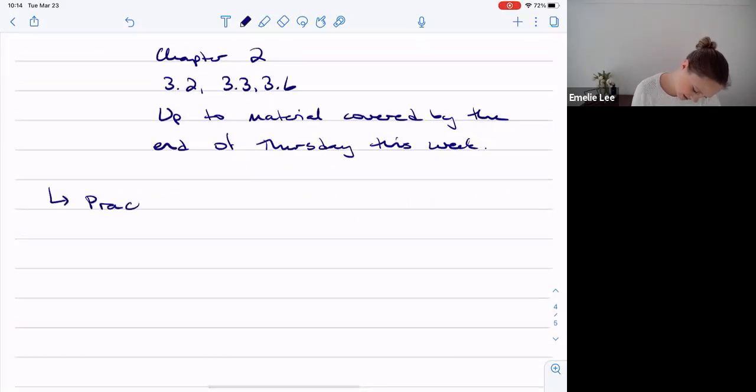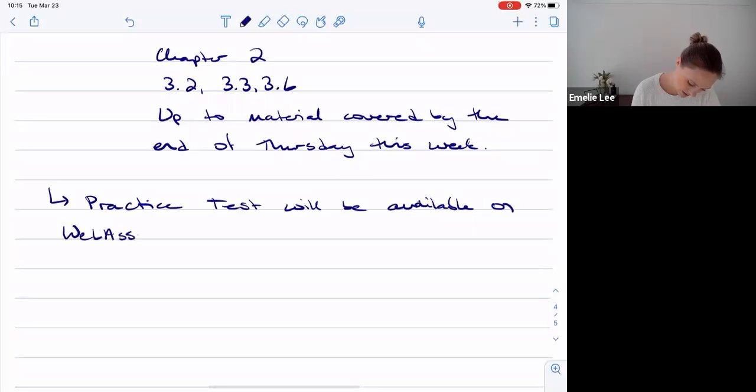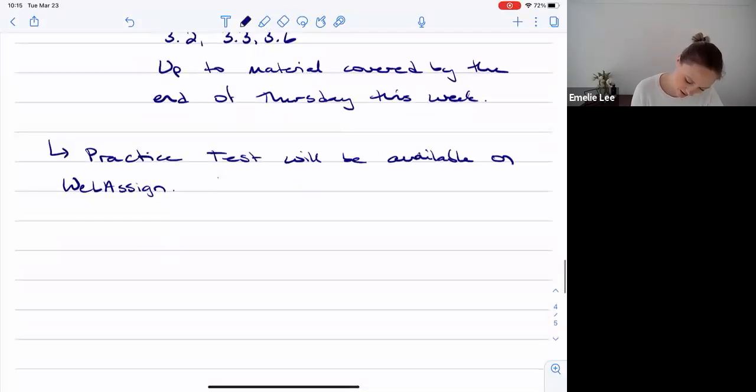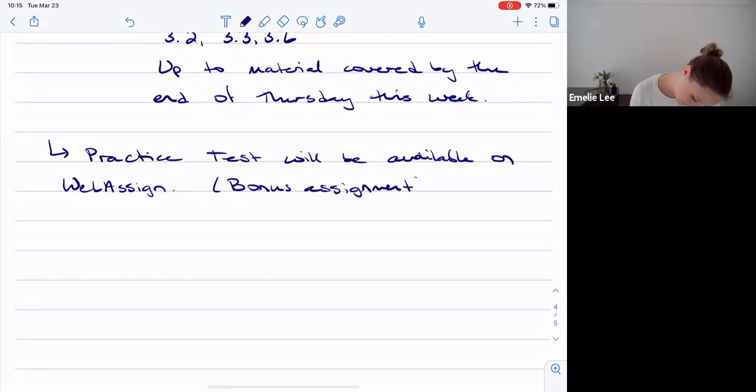And practice test will be available on WebAssign. And that's the same as the other practice test for test 1. So not for marks, but maybe, actually, scratch that. It's not going to be for marks explicitly, but I'll use it as a bonus assignment. So if you do it, I'll replace your lowest assignment grade with that practice test. If you don't have time to do it, or if you don't want to do it, then that's okay. You just don't get the bonus.